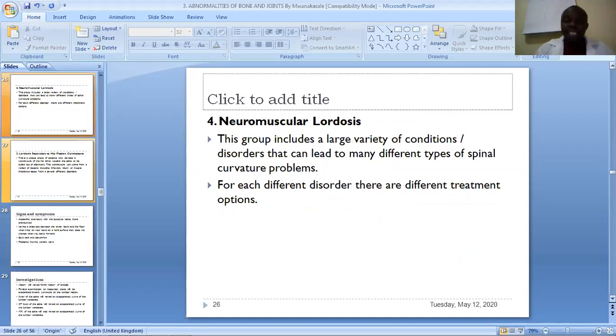The other classification of lordosis is neuromuscular lordosis. So this group includes a large variety of conditions and disorders that can lead to many different types of spinal curvature problems. When the muscles and the ligaments that hold the spine weaken, and then the lumbar region decides to curve inward in an excessive manner, then it means someone has developed lordosis.